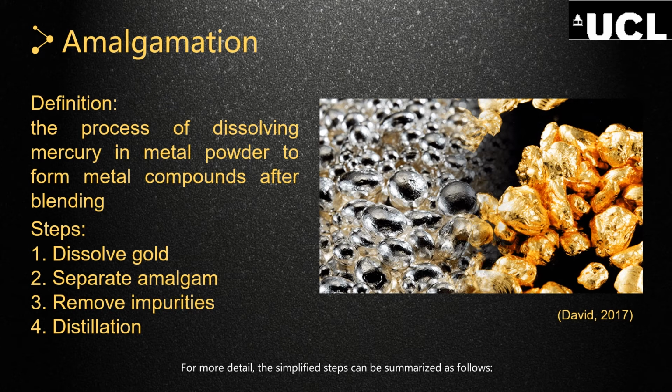For more detail, the simplified steps can be summarized as follows. Firstly, the ore slurry needs to pass through a copper plate covered with mercury to mix the two. Then, the denser amalgam is separated from the ore at the discharge port of the mill. Finally, after filtering and washing to remove impurities, the amalgam is heated in a sealed distillation flask to distill the mercury, which is recycled and reused later.